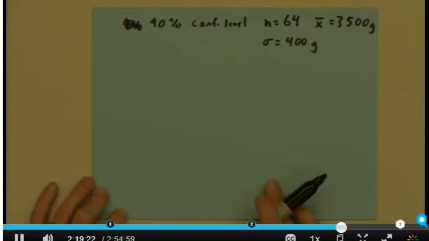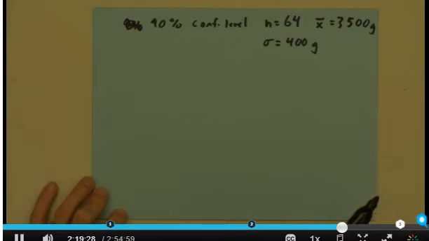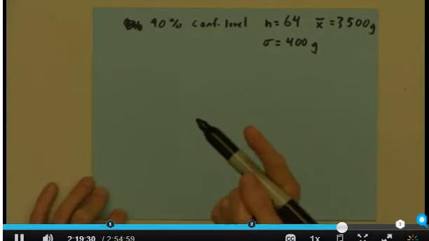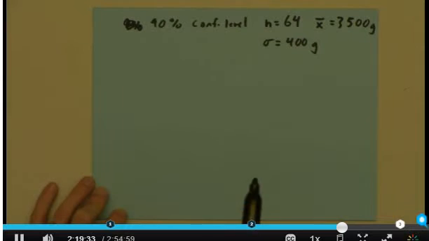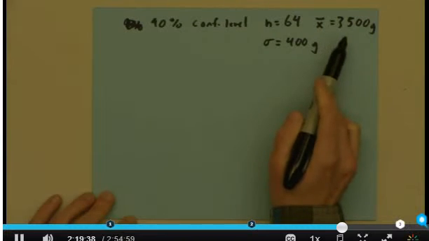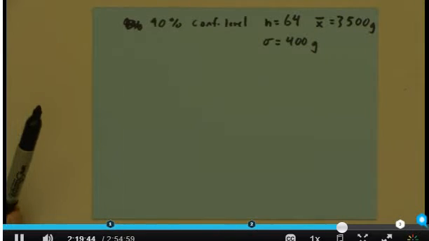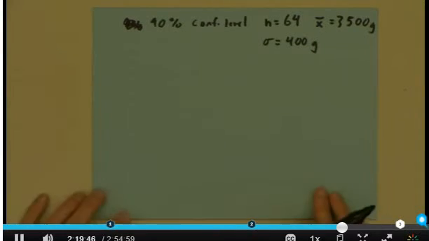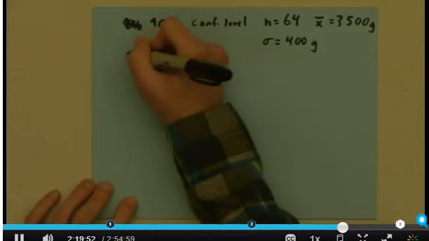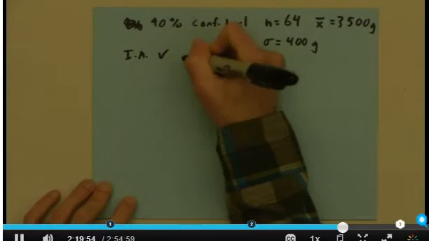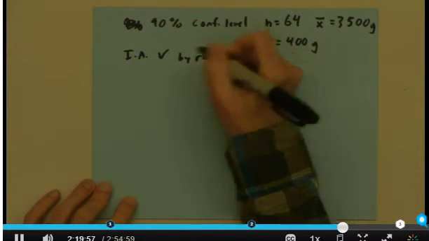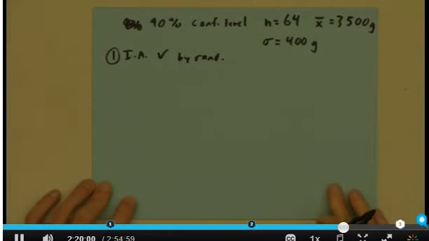Now, before I do any work, I need to check those conditions. I need to check three total things. First, I need to check the independence assumption. Are my individual members of the sample independent of one another, at least with respect to the thing I'm measuring here, the birth weight? I don't know for a fact that they are, but I know that I have a random sample of 64 babies, so I'm going to assume that that randomization gives me independence. So independence assumption, I'm going to say check by randomization. That's the first condition to check.